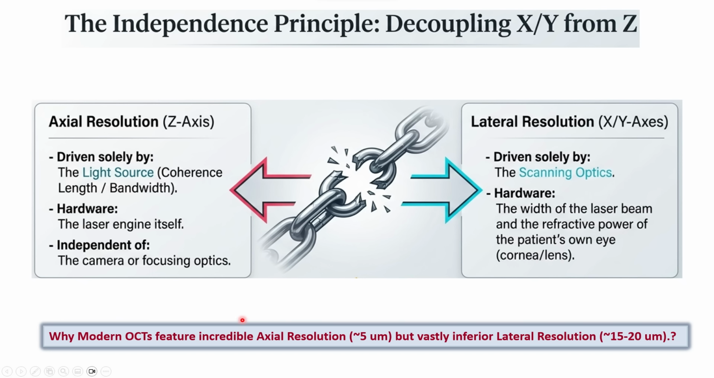That's why there's a question: why in modern OCT devices do we have incredible axial resolution of 5 micrometers, but vastly inferior lateral resolution reaching up to 15 to 20 microns? So the lateral resolution we have is 15 to 20 microns, which is very much poor as compared to the axial resolution. In the coming slides, I will decode the meaning of lateral resolution, and then we will understand why the lateral resolution is poor in the OCT as compared to the axial resolution.